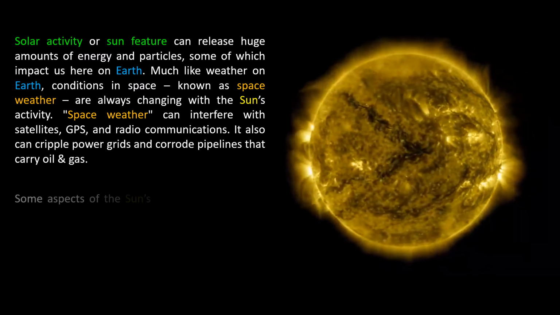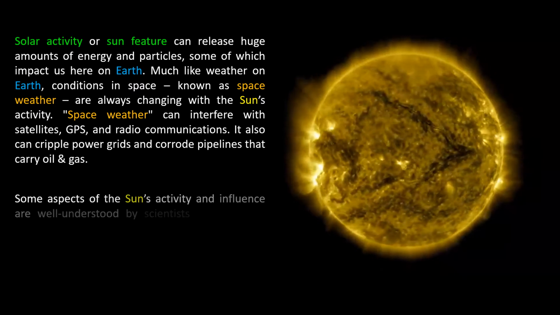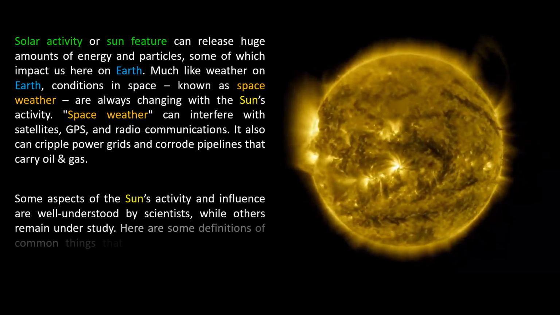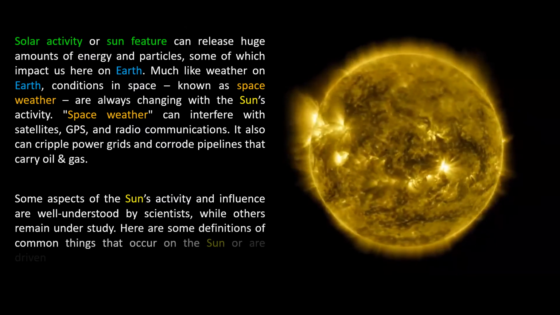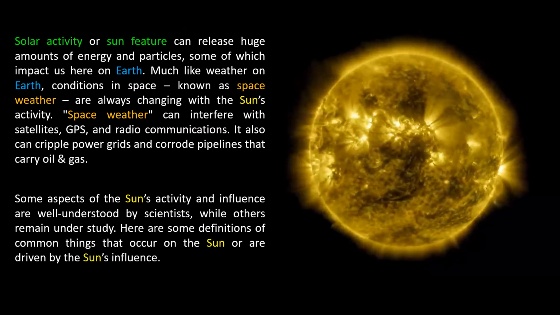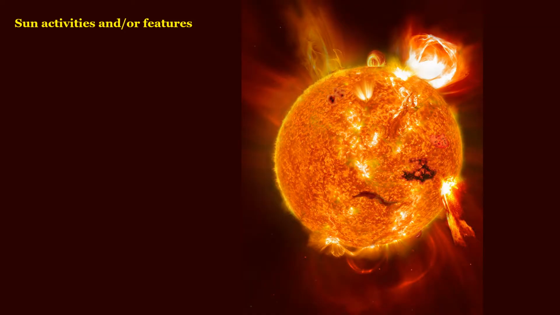Some aspects of the Sun's activity and influence are well understood by scientists, while others remain under study. Here are some definitions of common things that occur on the Sun or are driven by the Sun's influence. Sun activities and/or features. Shown in diagram.